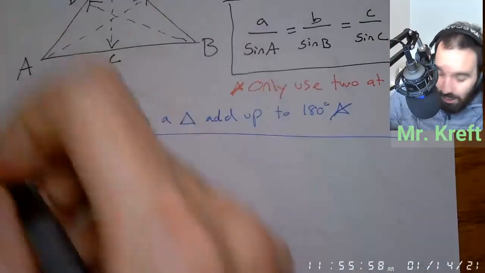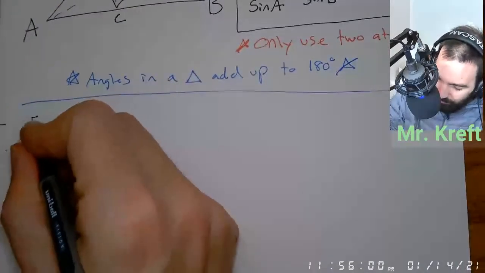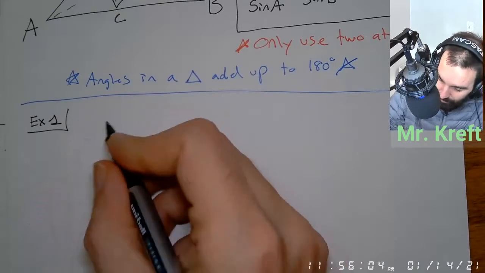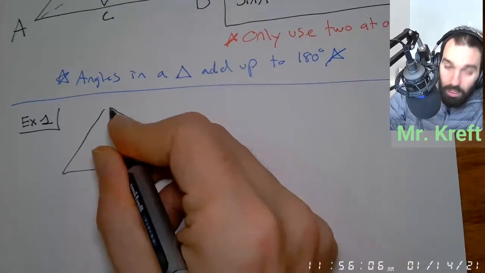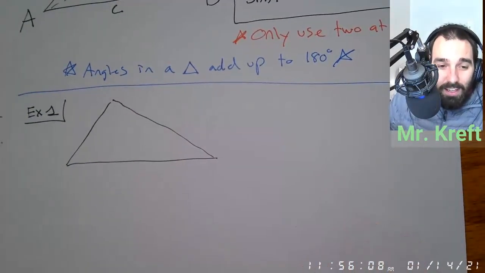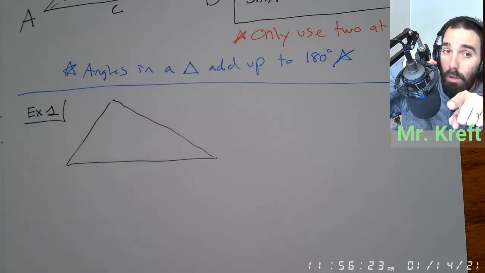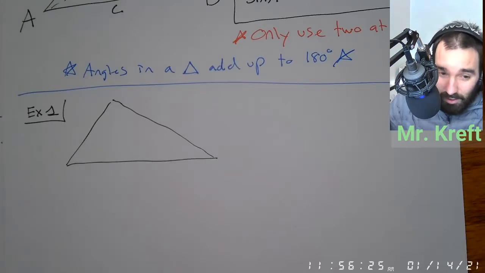So let's do an example, and you're going to see how easy this is. Okay, I'm going to draw a picture. The only time this is hard is if it doesn't give you a picture. So here's what I suggest: draw a picture. What do you do if it doesn't give you a picture? You draw a picture. Okay, that's it.